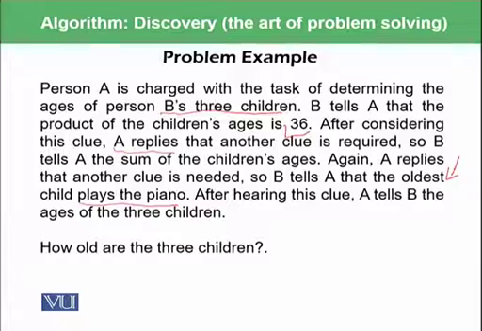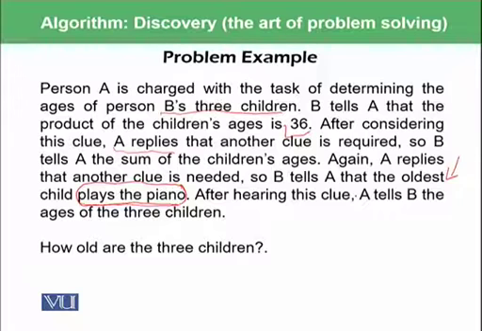So this is what we have understood from this problem. But when we start discussing it, you will see that the main climax, or the main hint which will help us identify the ages, is lying in this statement, which at the moment we are not giving any weightage, where we are saying that everyone can play the piano. So after hearing this clue, A tells B the ages of the 3 children. So how old are the 3 children?